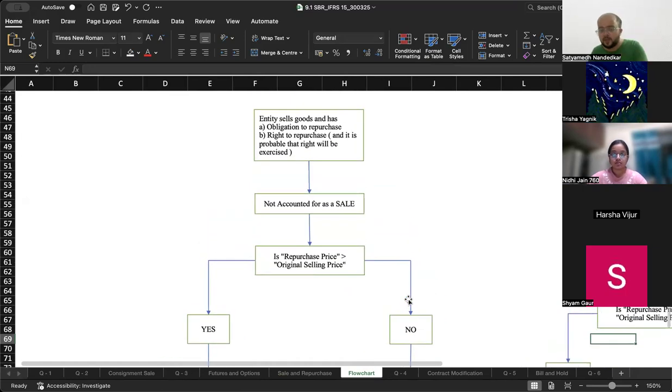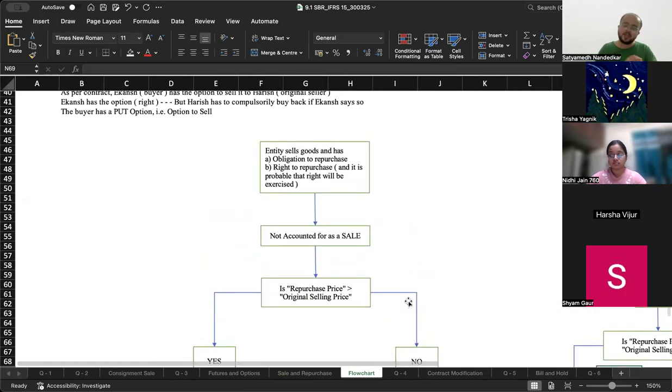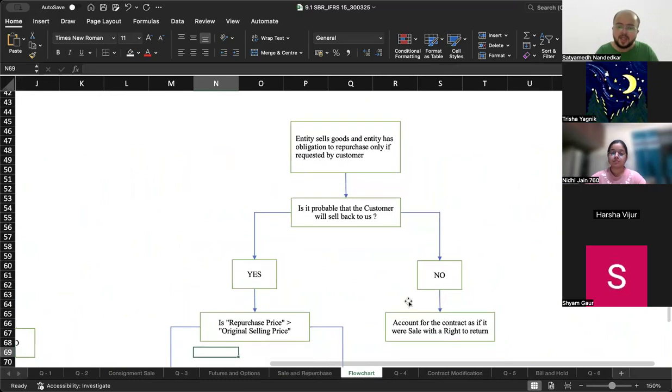When will you use this flowchart? When entity sells goods and it has an obligation to repurchase or a right to repurchase. Now, second situation is entity sells the goods and the entity has an obligation to repurchase only if requested by the customer. So the customer has a put option.